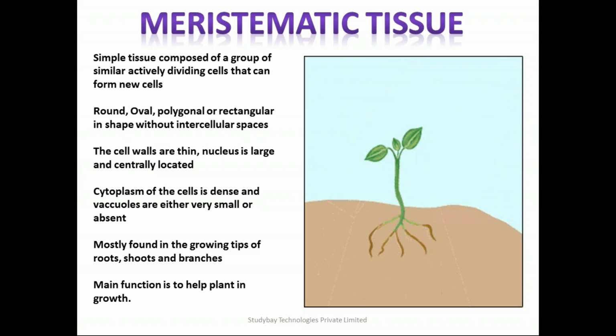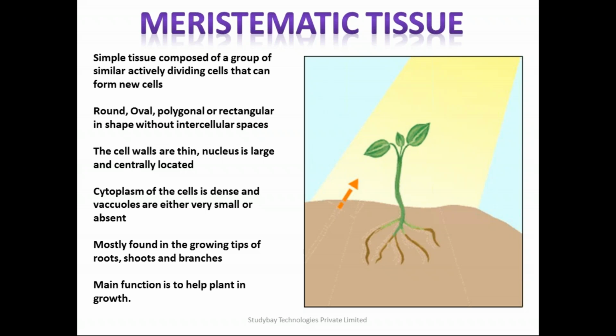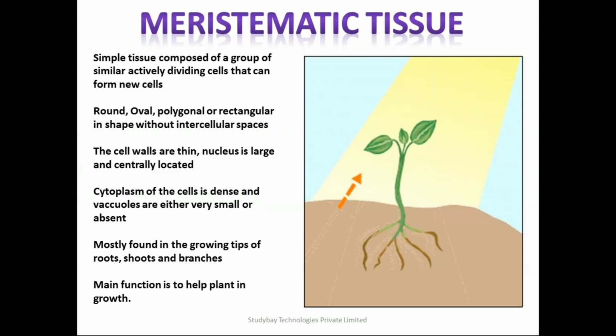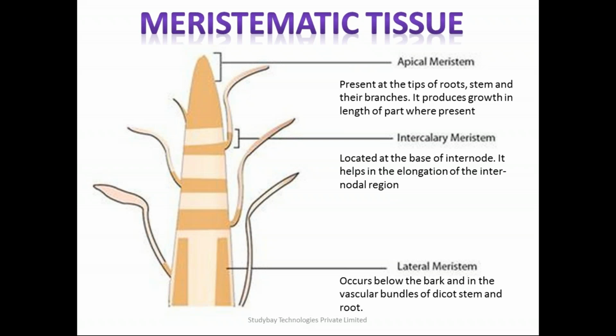And their main function is to help the plant in growth. Okay, so just the tip of these roots, your leaves or stems, they are composed of meristematic tissues, which actually help them to grow up. And if you look at this part, you can see how meristematic tissue is present in your plant, as well as how you can classify different types of meristematic tissue.